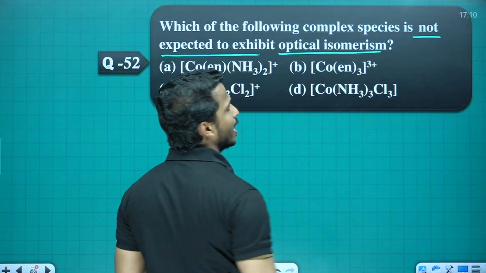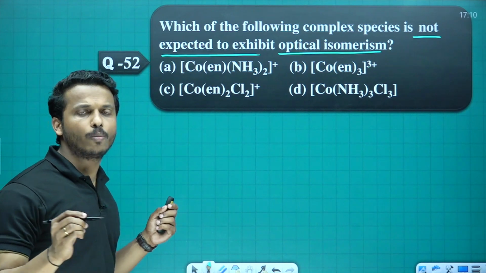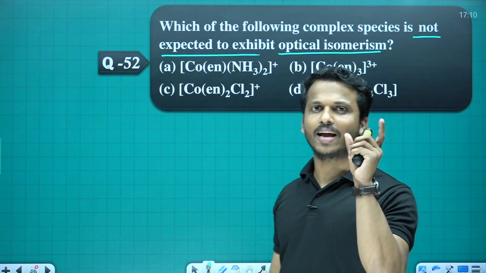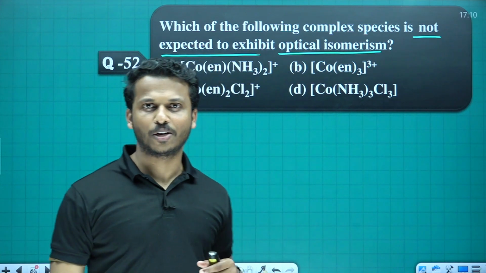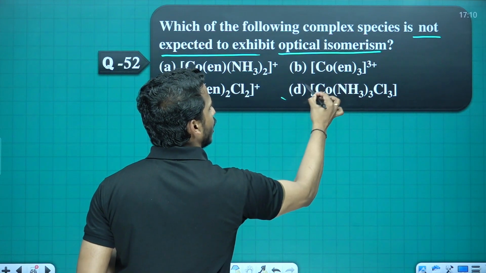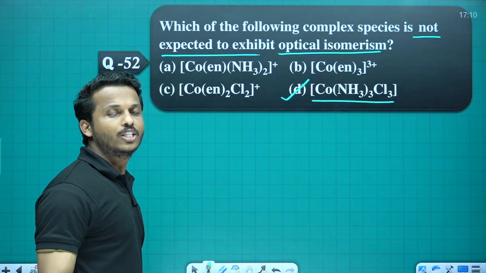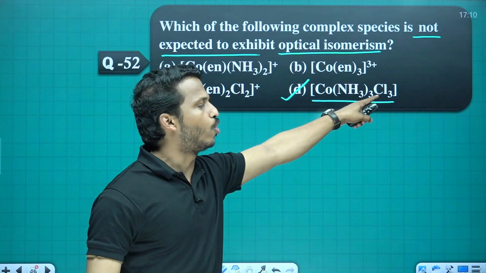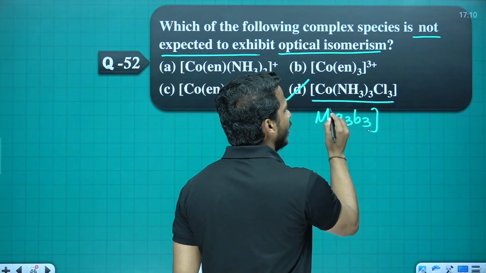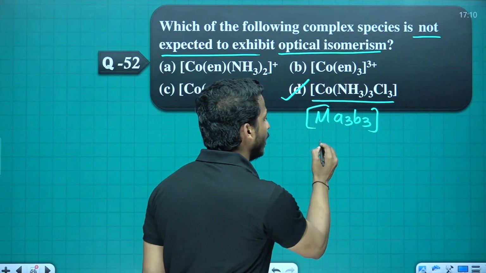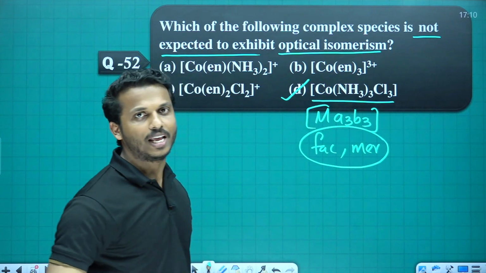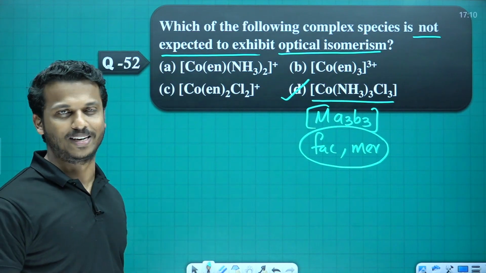Which of the following complex species is not expected to exhibit optical isomerism? Optical isomerism, in order to show, first condition, a bidentate ligand should be there. Very simple. This is a bidentate ligand. Option this one, you check it all. This one has no bidentate ligand. Both are monodentate ligands. It is a type Ma3B3. We discussed before. Ma3B3 shows which isomers? Fac and mer isomers, facial and meridional. It does not show optical isomerism.